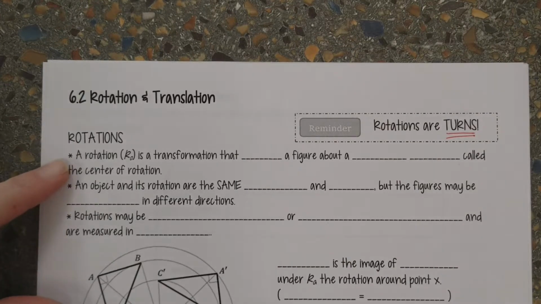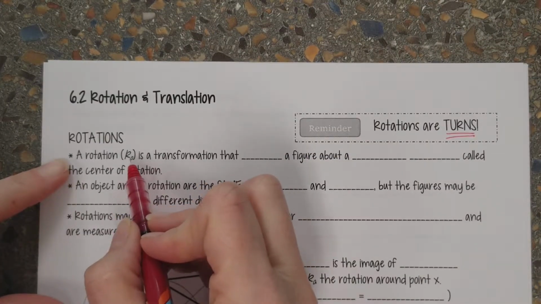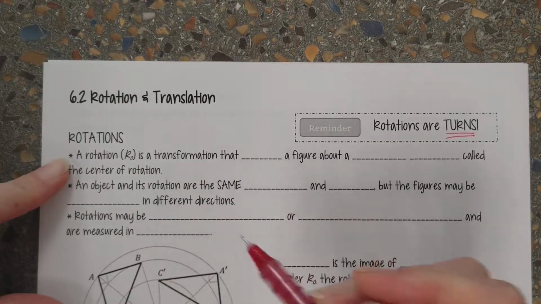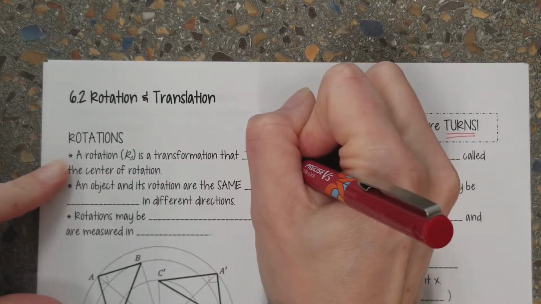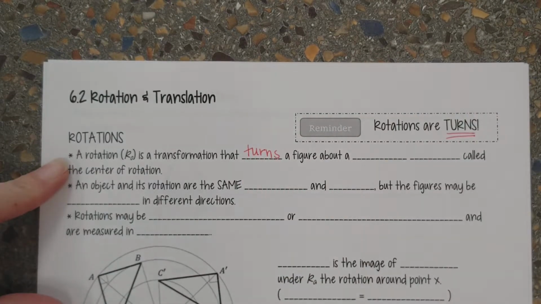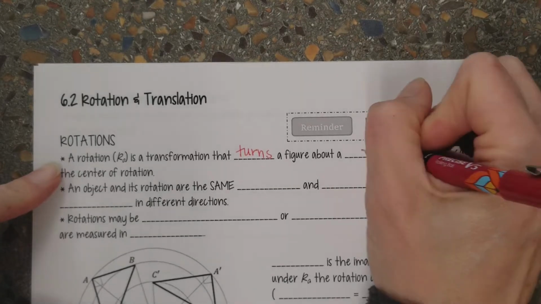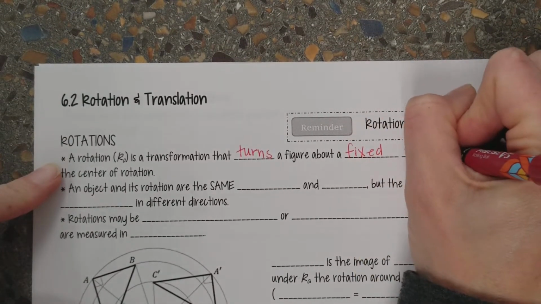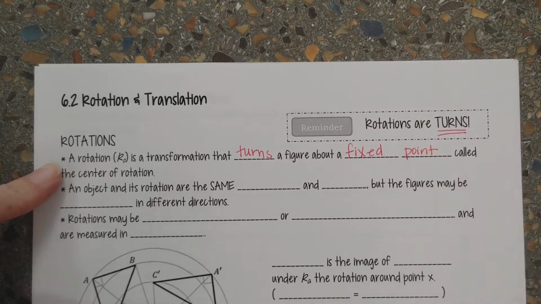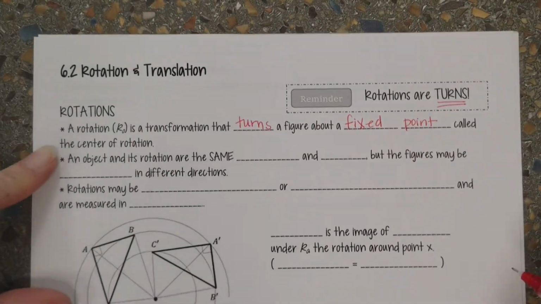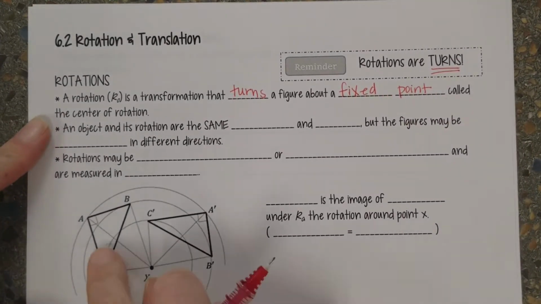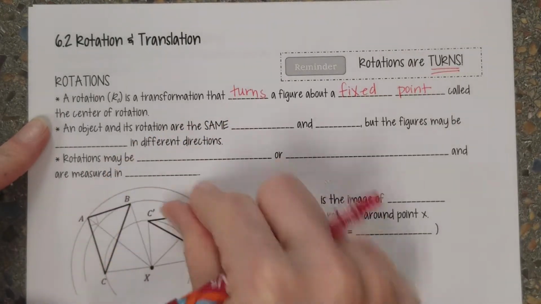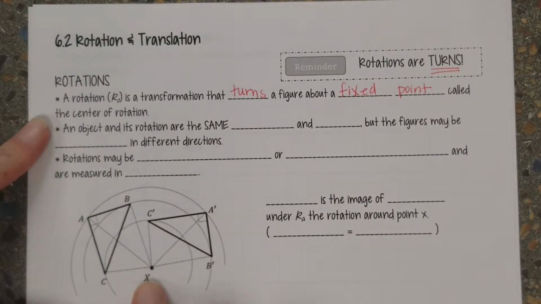A rotation, which we note with a capital R and a sub O, is a transformation that turns a figure around a fixed point, and that fixed point is called the center of rotation. So if you look at our example right here, we've got this triangle, and it's rotating this direction around this fixed point, which is our center of rotation.